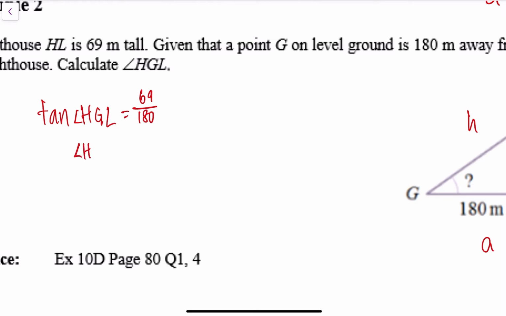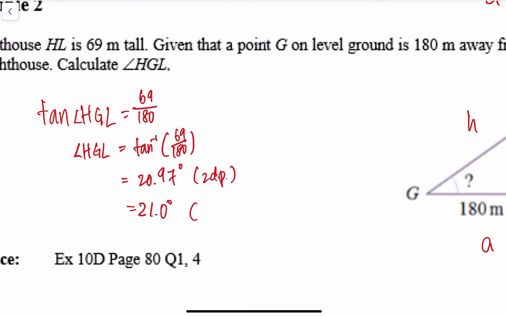So therefore angle HGL will be equal to tangent inverse 69 over 180, which would give us 20.97 degree, 2 decimal place. And my final answer is 21.0 degree, 1 decimal place.